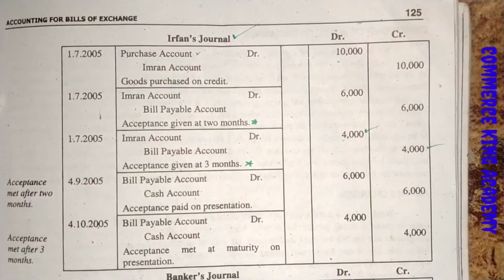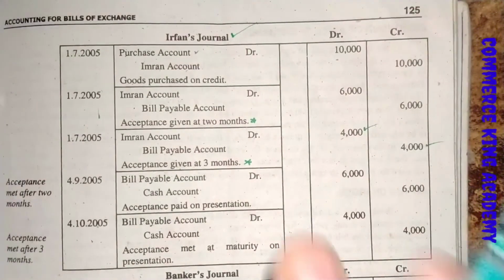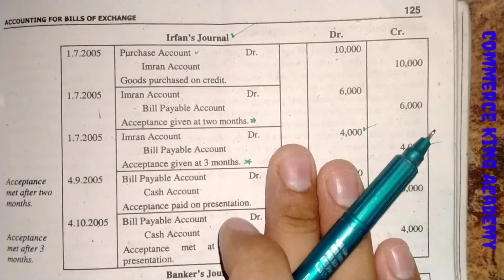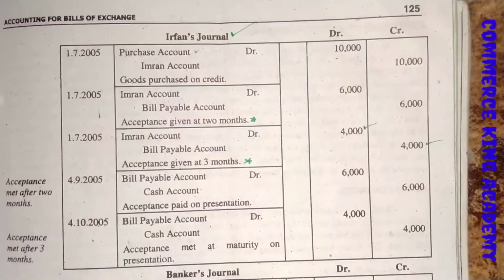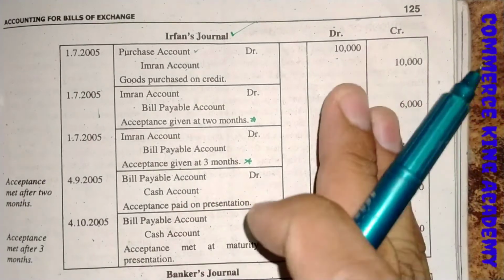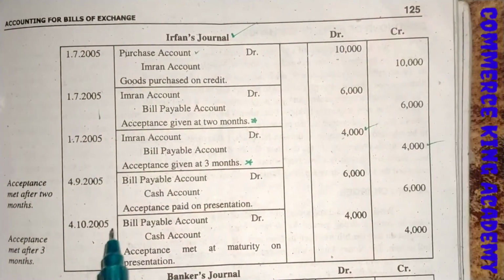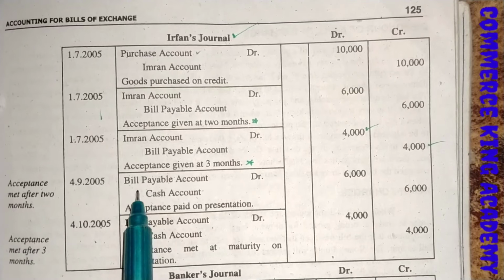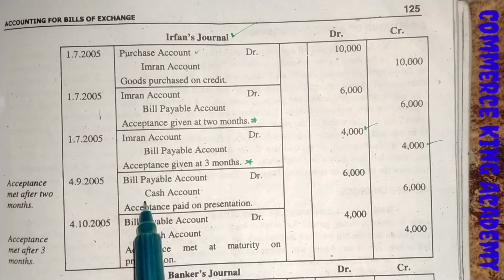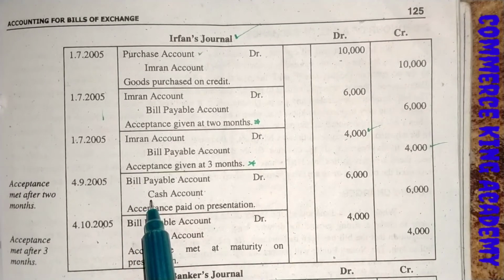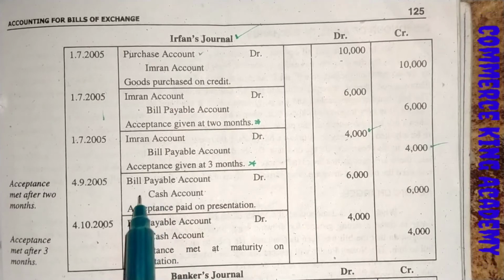Alright, Mr. Irfan, who is the drawee acceptor, a person who is liable to pay Mr. Imran on future dates, has very simple entries in his journal, just like a piece of cake. The next entry is when he pays to the bank, because Mr. Imran got the bill discounted from the bank and Mr. Irfan will pay the bank the full amount of 6,000 rupees.